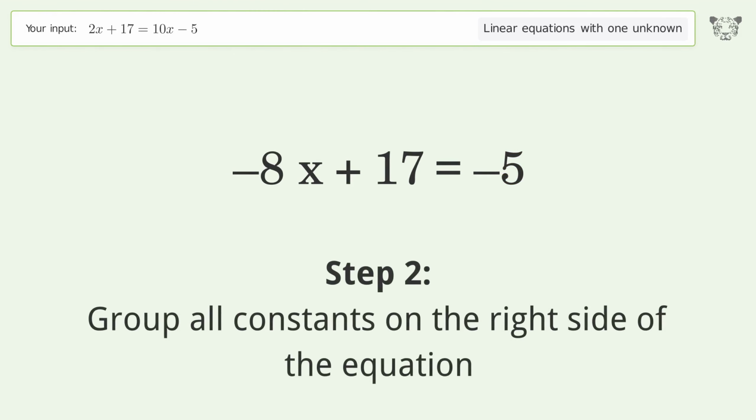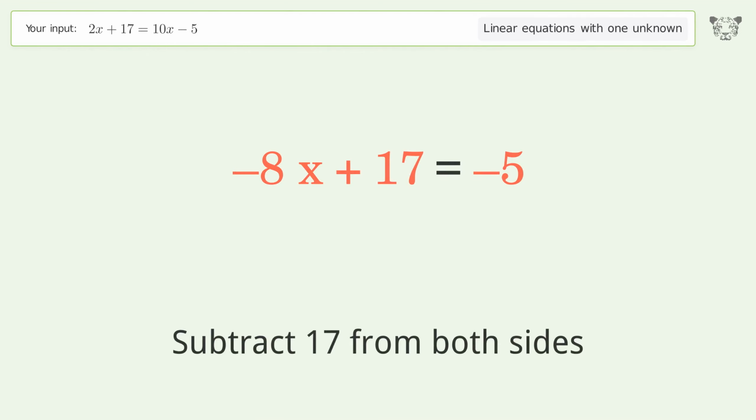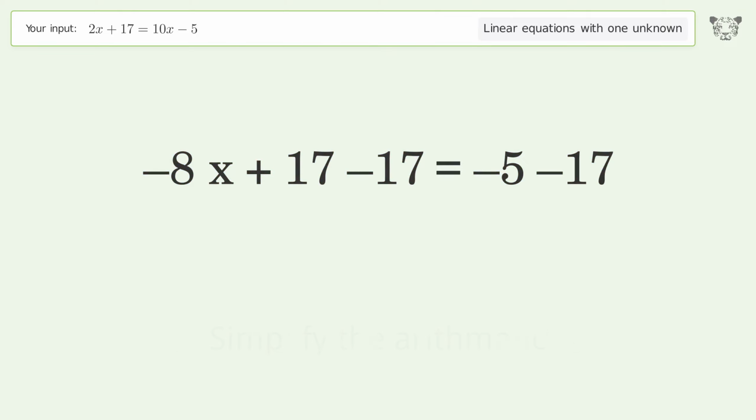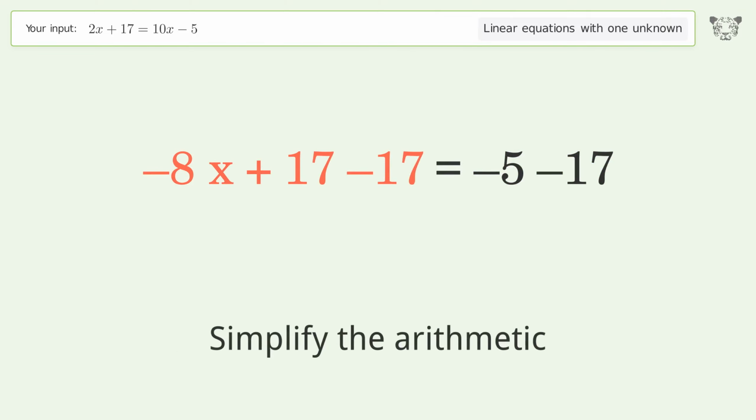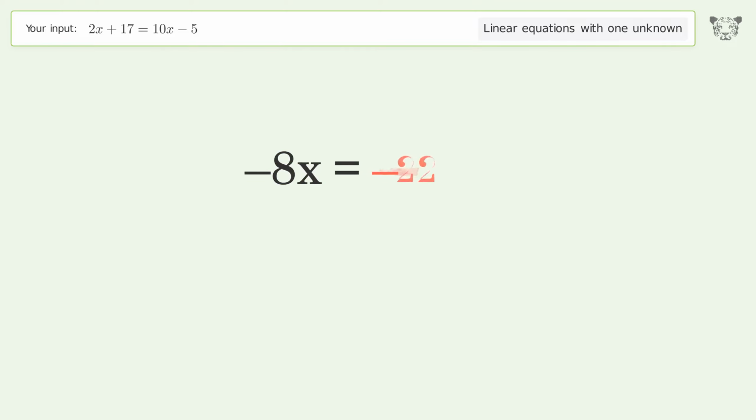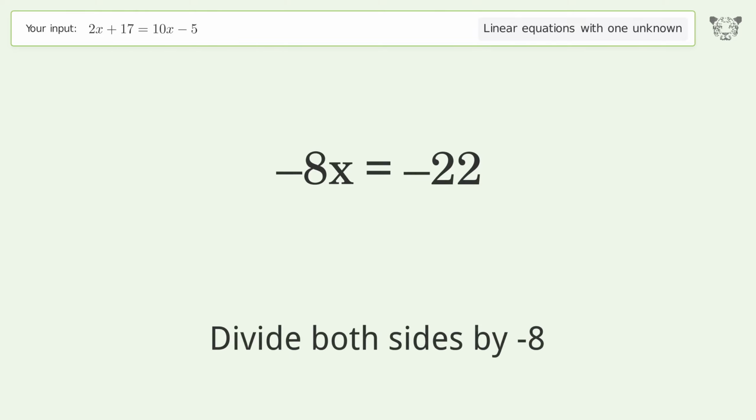Group all constants on the right side of the equation. Subtract 17 from both sides. Simplify the arithmetic. Isolate the x. Divide both sides by -8.